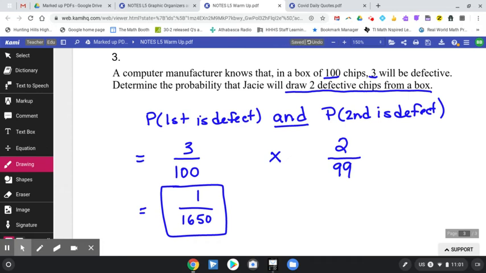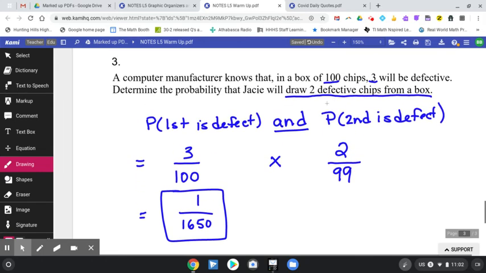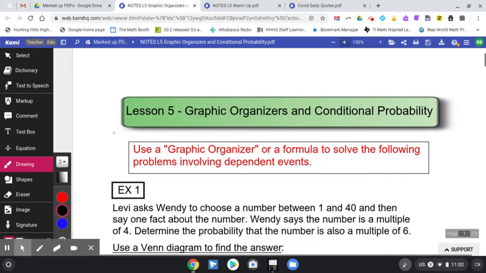If we did this experiment 1,650 times, only one of those times would she actually get the 2 defective chips. So, little warm up that's hopefully going to help us out here when we get into lesson 5. So, lesson 5, we're talking more about graphic organizers.